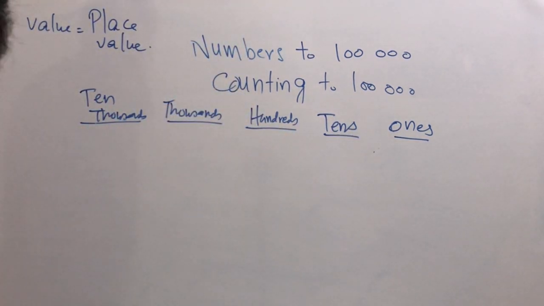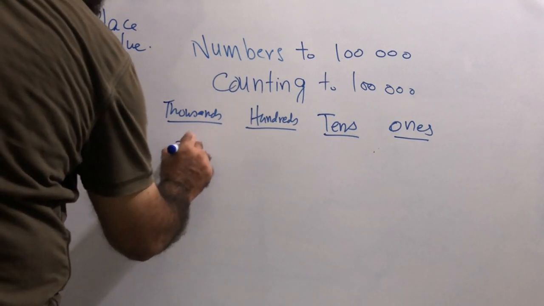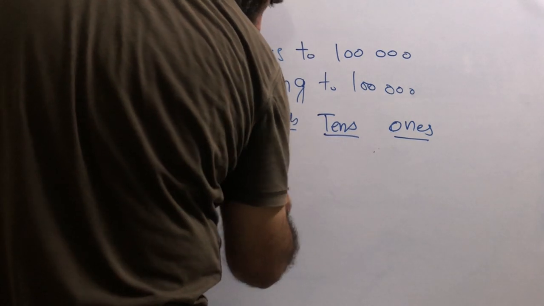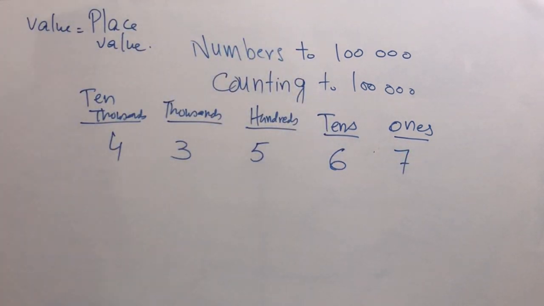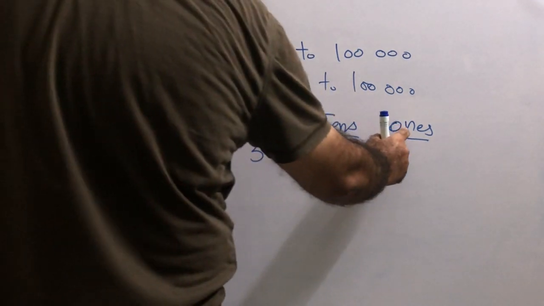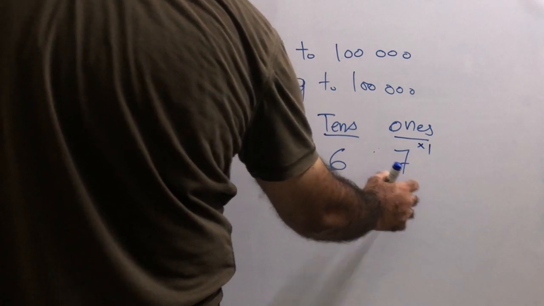So first of all, we'll try to find the place values. If an example is given, we will try to follow that example on page number 2, 3, 4, 5, 6, 7. Okay. So we need to find the place value. Keep in mind, for the ones, you need to multiply the digit which is coming here with the one.